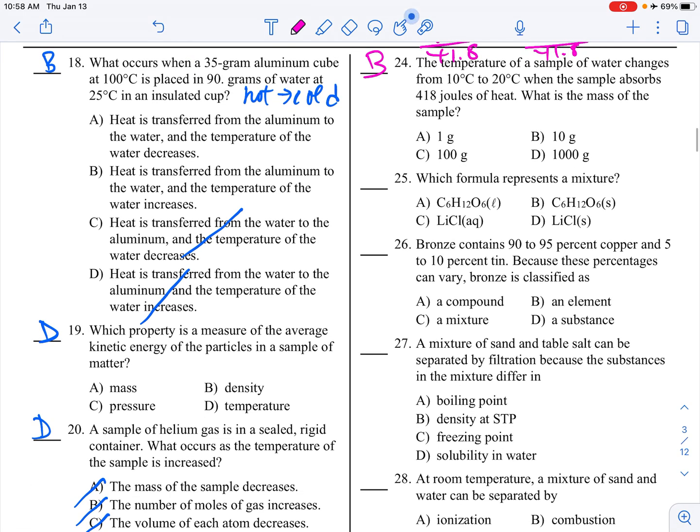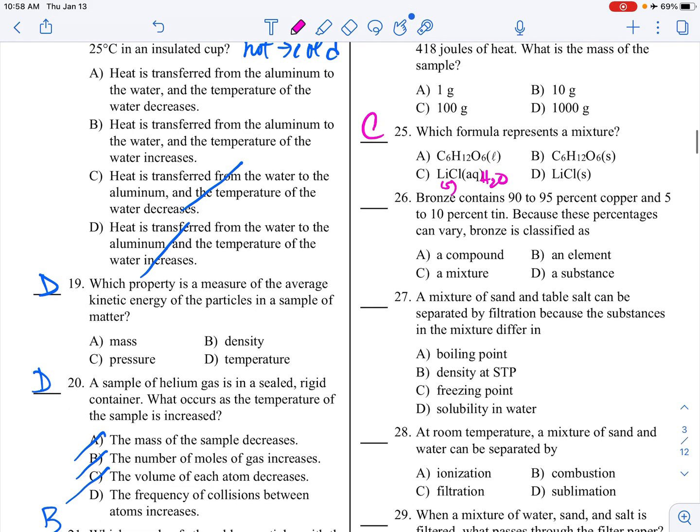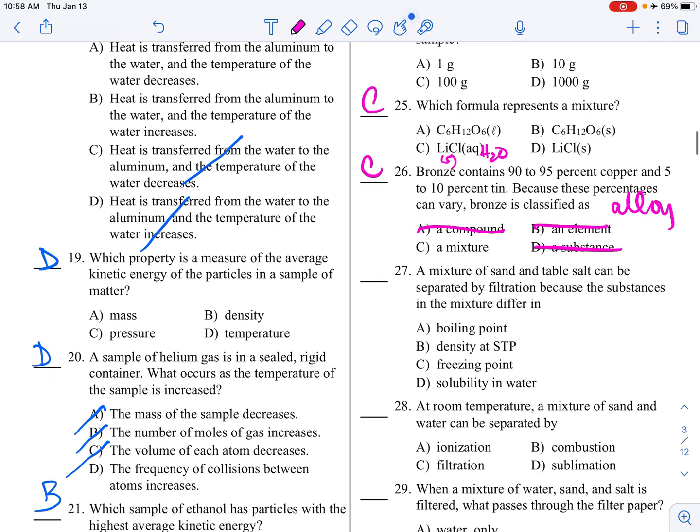Okay, which formula represents a mixture? Mixture would have to be aqueous because this is a solid LiCl in H2O, and it becomes a homogeneous mixture or solution. Number 26, bronze contains 90 to 95% copper and 5 to 10% tin. Because these percentages can vary, it is classified as a mixture. Again, this would be called an alloy. Compounds are definite, and substances are both compounds and elements, so that's not it. Mixtures, composition can vary. Water is always H2O, but bronze, look at it, you've got different percentages.